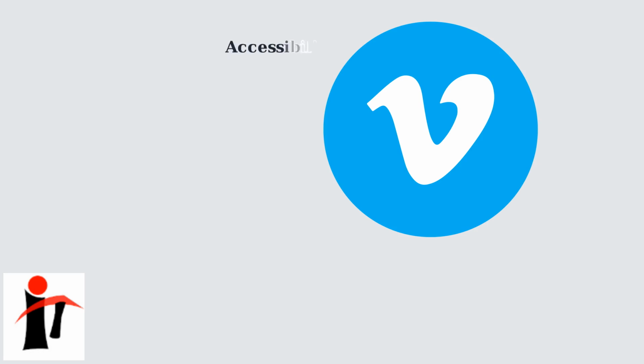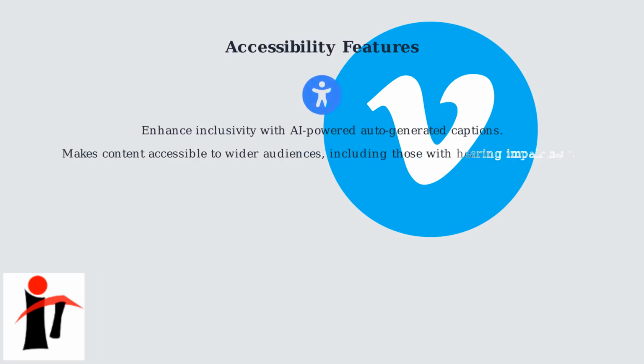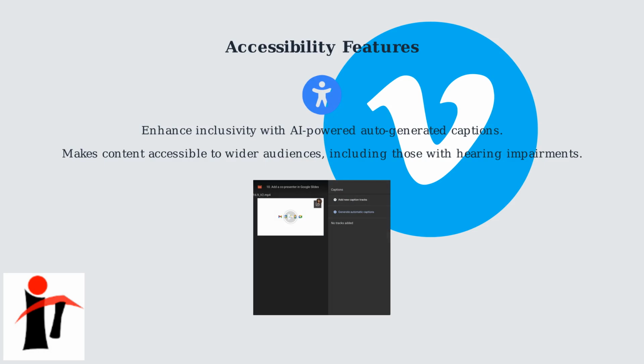For accessibility, Vimeo offers AI-powered auto-generated captions that automatically transcribe your video's audio into text. This feature makes your content more inclusive, allowing viewers with hearing impairments or those watching without sound to follow along. Captions also improve SEO and viewer engagement across different platforms. By adhering to copyright guidelines and utilizing accessibility features like AI captions, you ensure legal compliance while making your content accessible to a broader audience, enhancing both protection and reach.